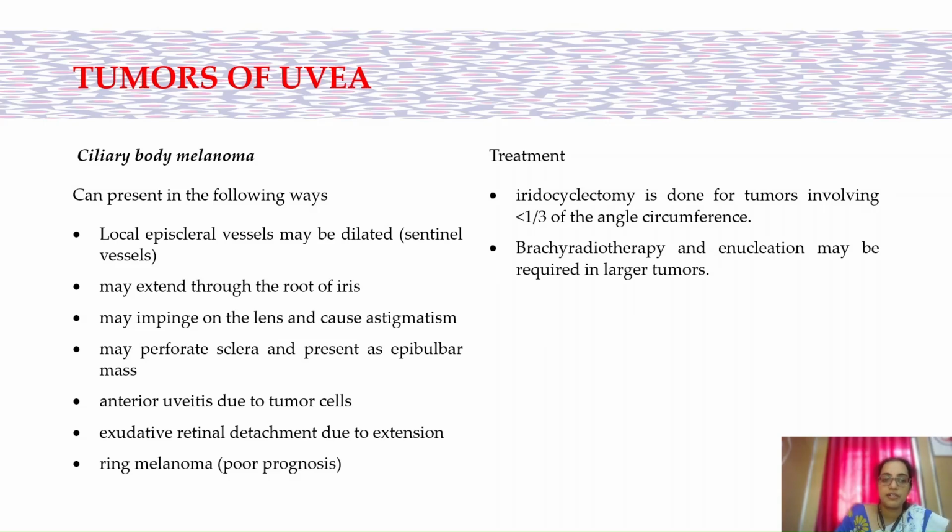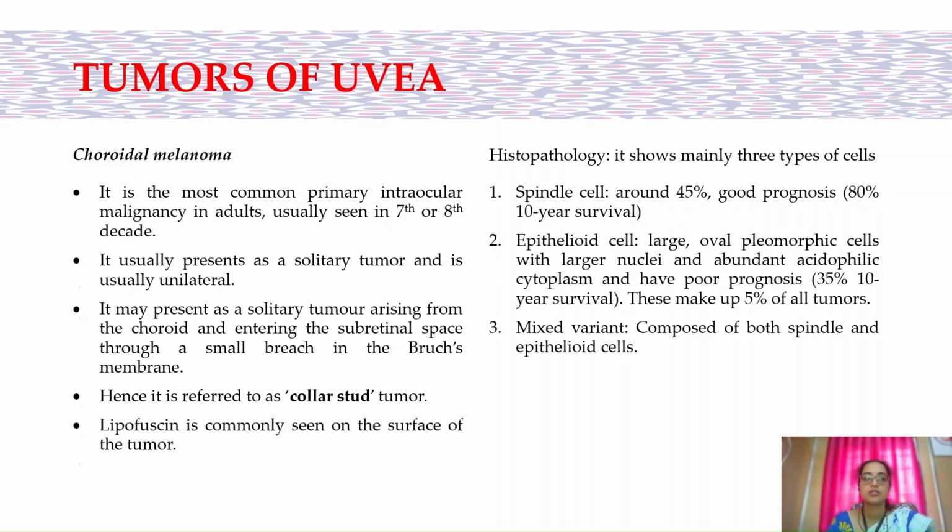The tumor may perforate the sclera and present as an epibulbar mass. It can cause anterior uveitis due to tumor cells seeding the trabecular meshwork. Then exudative retinal detachment can be there due to posterior segment extension. Ring melanoma is defined as a circularly growing melanoma, and it has a very poor prognosis. Treatment is iridocyclectomy, usually for tumors involving more than one-third of the angle circumference. Brachytherapy and enucleation may be required in larger tumors.